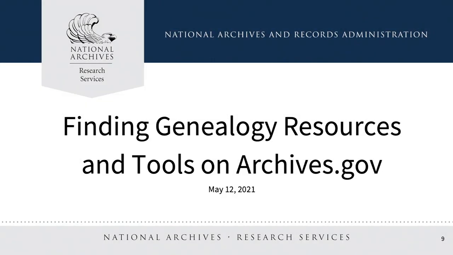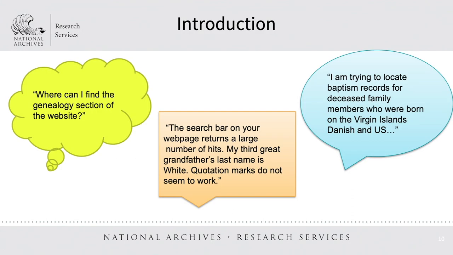Hello. What I hope to do this afternoon is to help orient you to some of the tools and resources on the National Archives website, which you'll find at archives.gov. Here are some emails that NARA has recently received. One said, "Where can I find the genealogy section of the website?" And another wrote, "I'm trying to locate baptism records for deceased family members who were born on the Virgin Islands." And another wrote in, "The search bar on your webpage returns a large number of hits. My third great grandfather's name is White. Quotation marks do not seem to work."